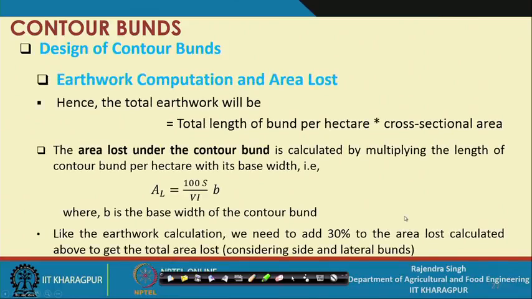And if you take into account the total earthwork that will be required, it will be the total length of the bund per hectare times the cross sectional area. For each bund, we have already calculated the cross sectional area. So, total length times cross sectional area will give us the total earthwork.